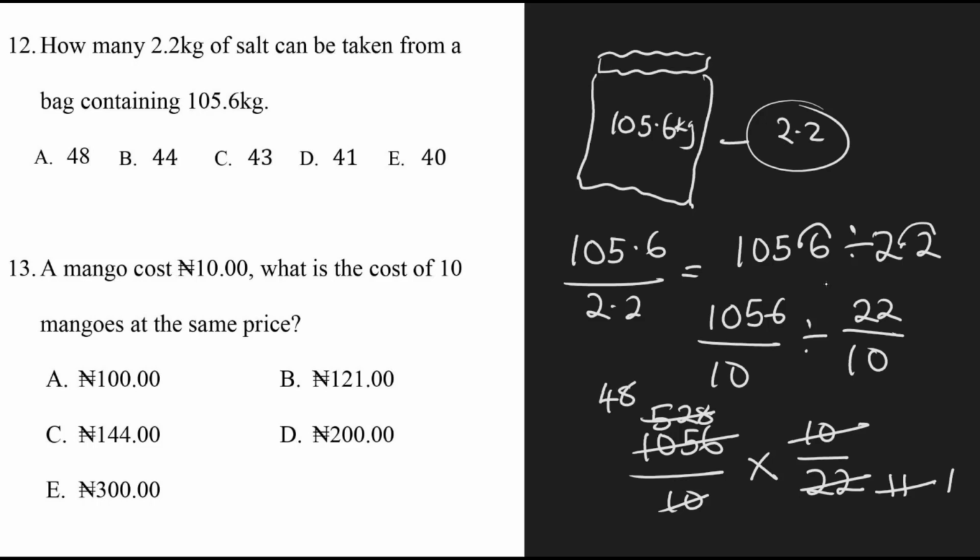So we can get 48. So there are 48 2.2 kg in 105.6 kg. So the answer is 48. So let's check. The answer is actually A. So remember, you just divide it, right? Just divide it. Next question.